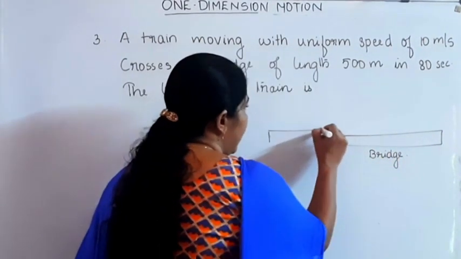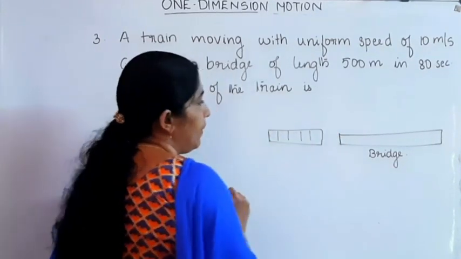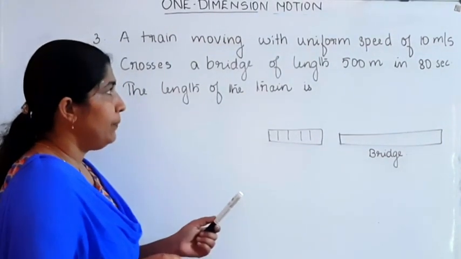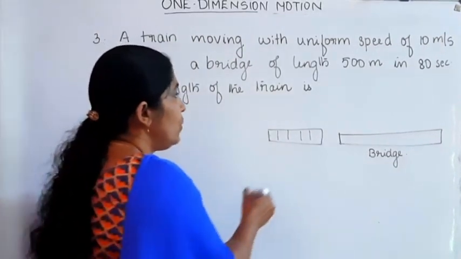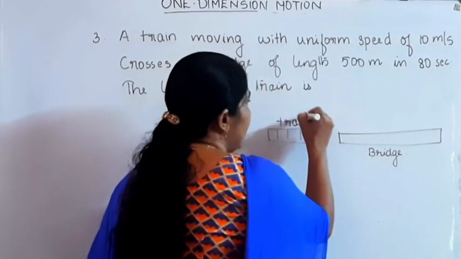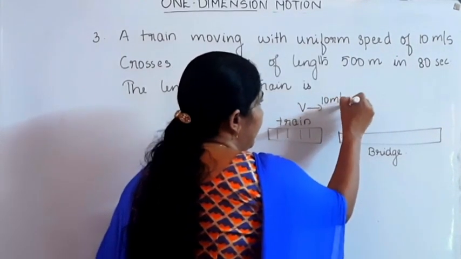Here there is a train. The train crosses the bridge in 80 seconds. Okay, velocity of the train. The velocity of the train is given. Velocity is equal to 10 meter per second.